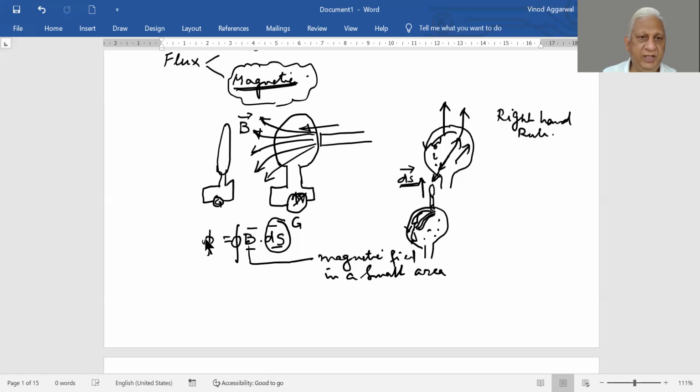So the flux can be changed either by changing the strength of the magnetic field, or changing the area, or changing the direction between the two. Any of these will change the amount of flux coming through a closed loop. All right.